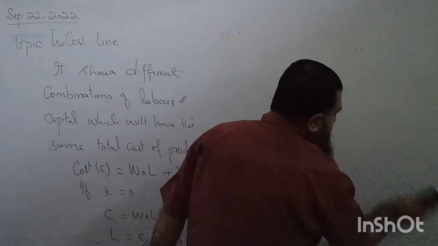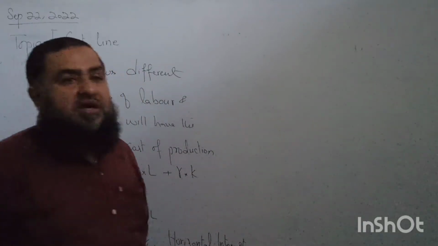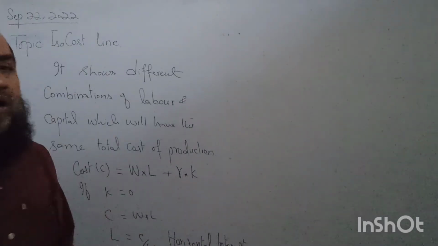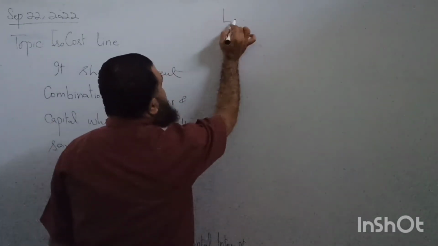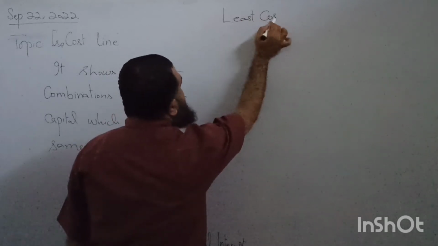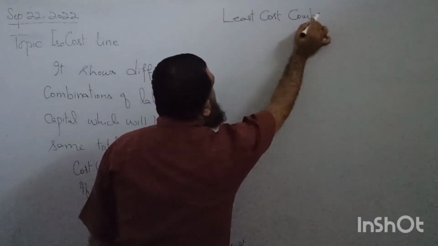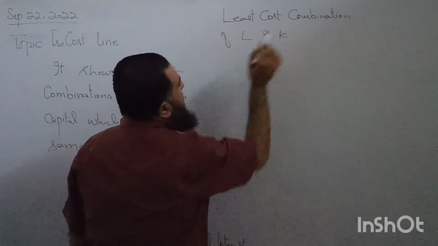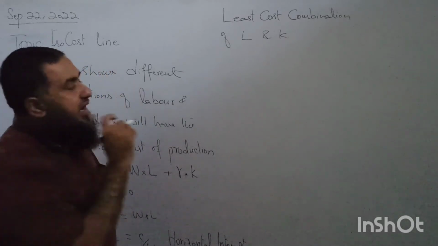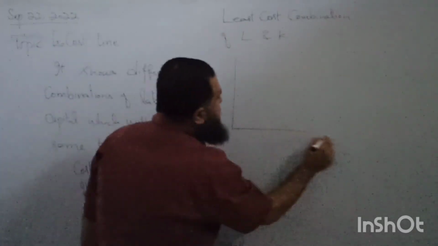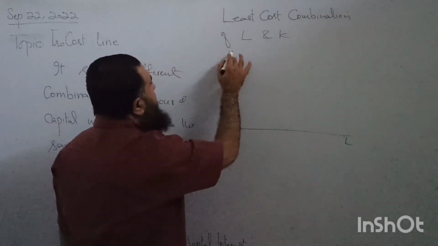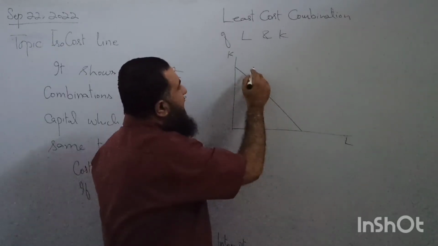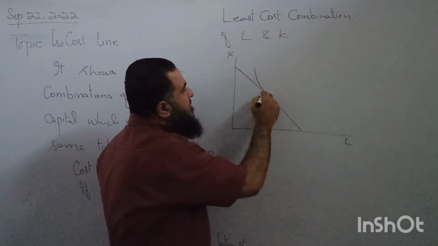What did you study about the budget line? When the budget line is tangent to the indifference curve, the same condition we will employ over here in the production process. Now, what is the least cost combination of labor and capital? What is it? It is the point of tangency between the isocost line and the isoquant curve.